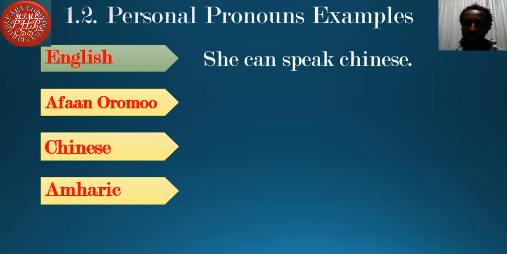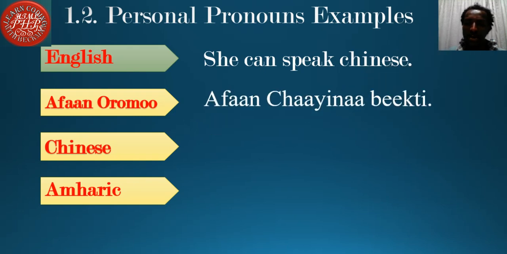She can speak Chinese. In Afaan Oromo it will be "Afaan China Begti." Begti here is indicating the gender, she. China means Chinese. Afaan China means Chinese language here. Afaan China Begti: she can speak Chinese.